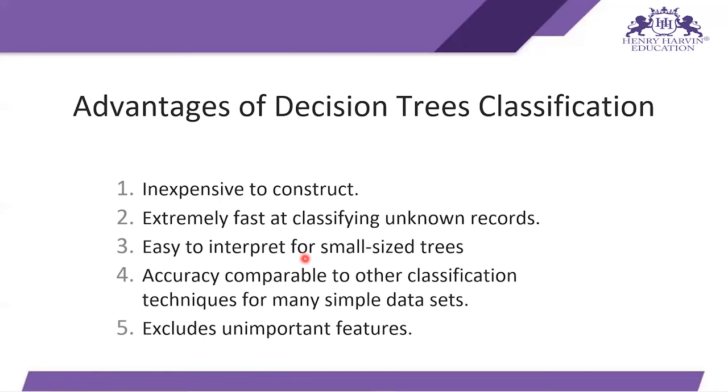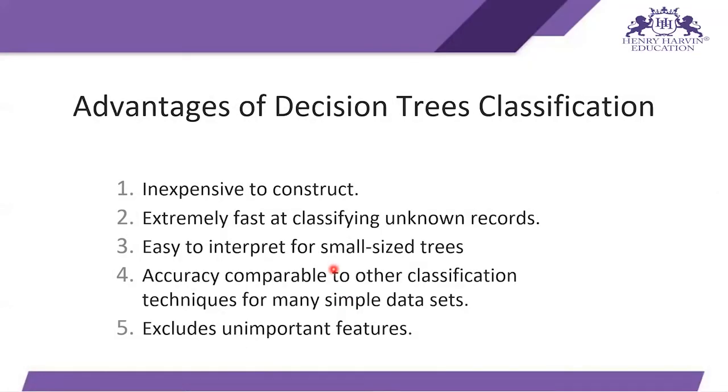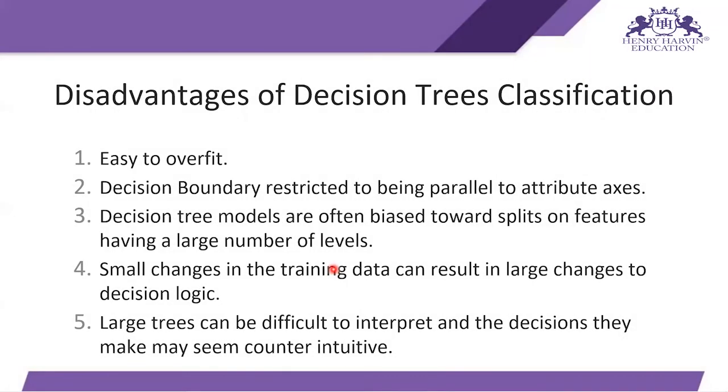So the advantages of decision tree classification: inexpensive to construct, extremely fast at classifying unknown records, easy to interpret for small sized trees, accuracy comparable to other classification techniques for many simple data sets, and it excludes unimportant features. So basically it is extremely fast, easy to interpret and easy to understand, and we get good accuracy for a small data set, and it leaves out the unimportant, undesired features from the data set. So those are the advantages of decision tree classification.